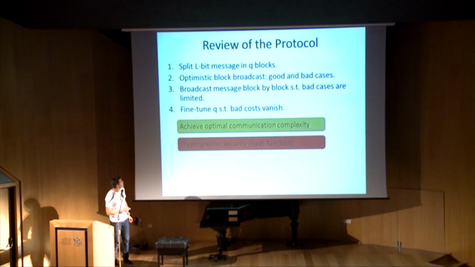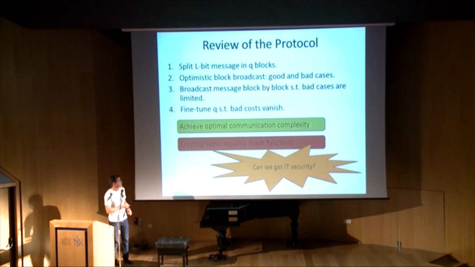This is good. And one of the drawbacks is that we have only cryptographic security. So we need some collision-resistant hash function in order for this protocol to work. So now a simple question, can we do better? Yes, we can actually get rid of a collision-resistant hash function. So now I will show you how to get rid of it.